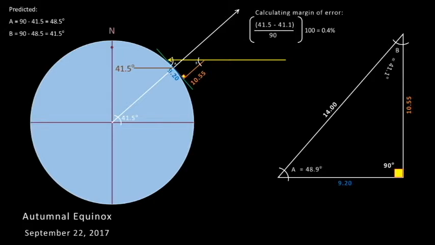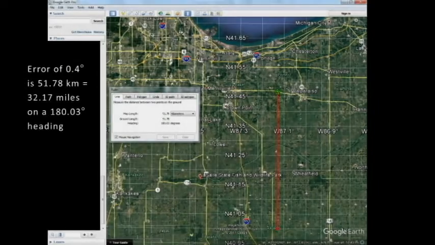So I went to Google Earth and I did as straight a line due south as I could to see how far that would put me from where I actually was. The green star is where I am. The red line with the ball at the end is due south. And my margin of error is roughly 51.78 kilometers or 32.17 miles. So it's not a big margin of error on a planet with a circumference of 24,900 miles. All right. So the experiment worked pretty well.